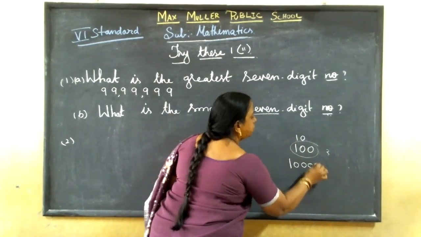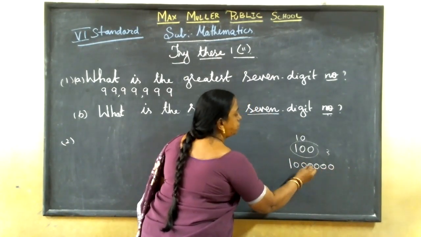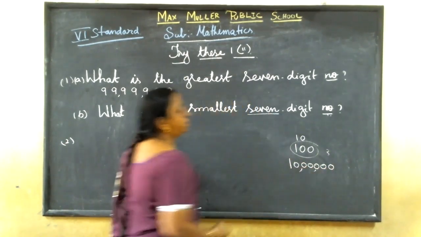1, 2, 3, 4, 5, 6 zeros. So what is the answer? 10 lakh is the answer.